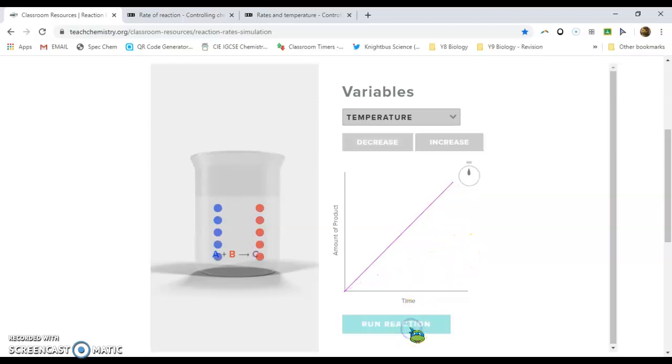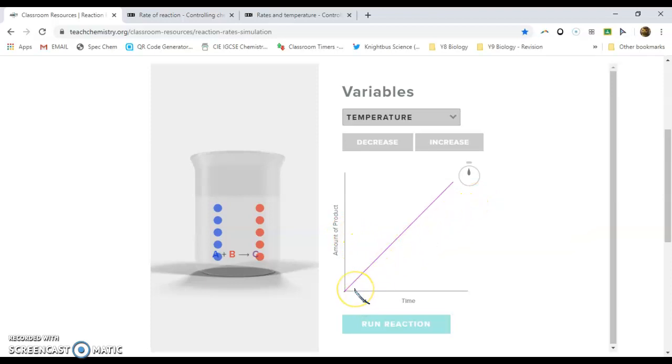It will take more time for us to make that amount of product compared to when we had a higher temperature. Now what we're going to do is we're going to put it in a very hot environment. We're going to heat it. We could boil the liquid. We could add some heat using a Bunsen burner. We could place it in a hot place. We can place it in an oven.